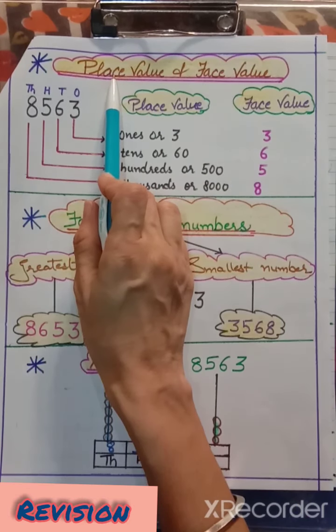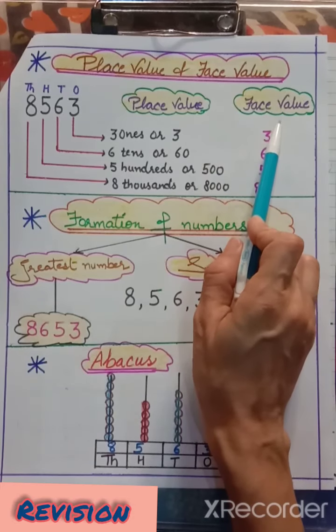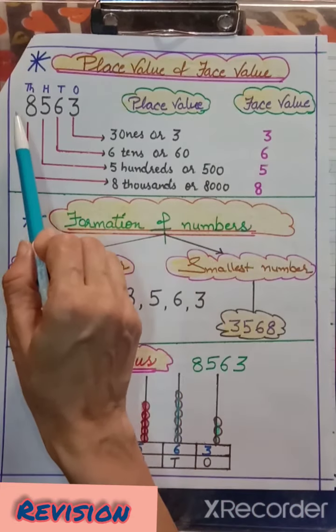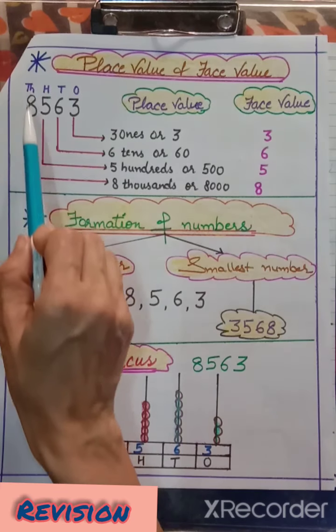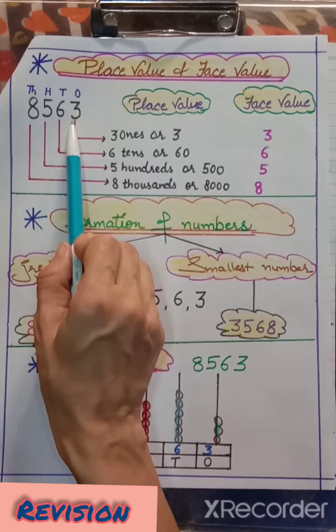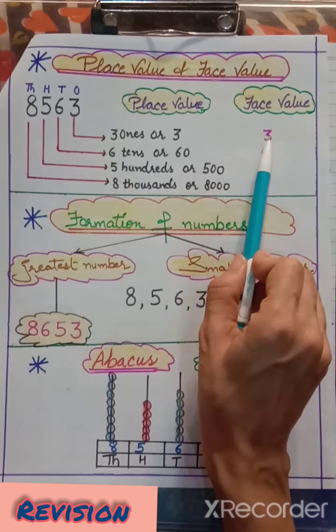Next is place value and face value. In place value, we write the digit with the place value, and in face value, we write the digit as it is. Position doesn't matter. So first of all, we write the place value table on the above side of the number 8563. Ones, tens, hundreds, thousands. 3 is at ones place. So the place value is 3 ones or 3, but the face value will be 3.